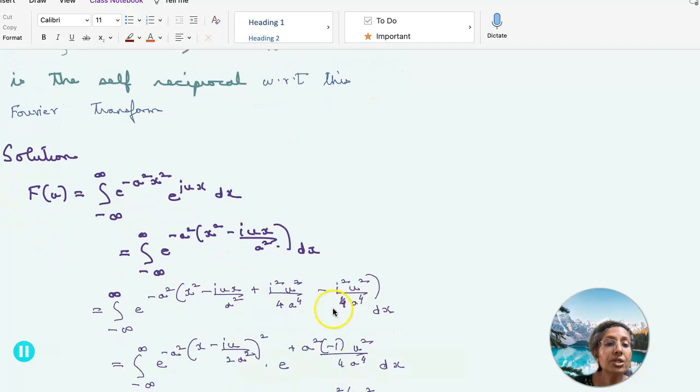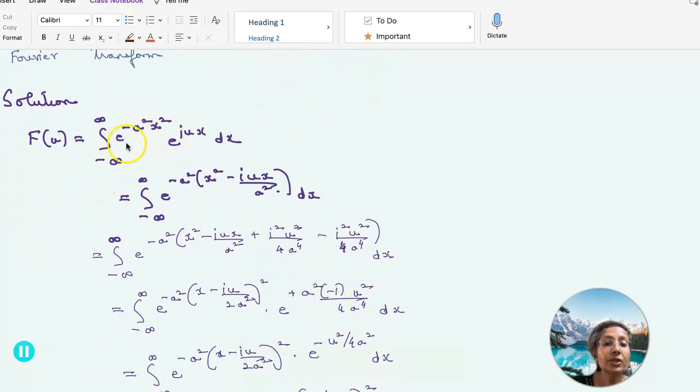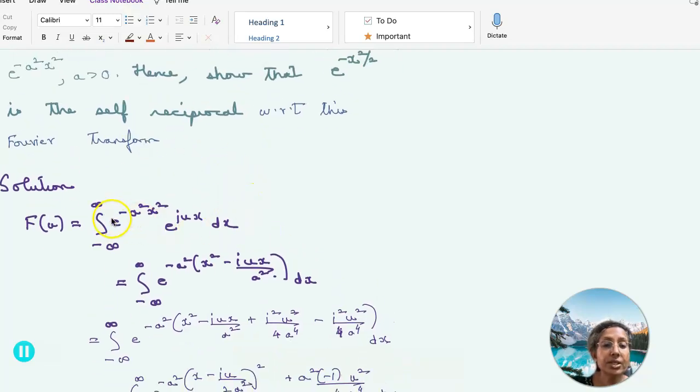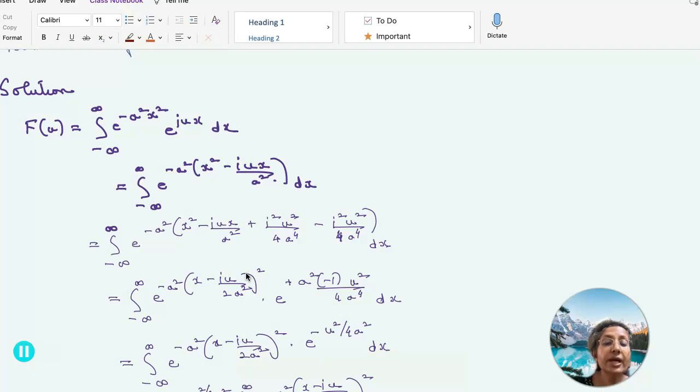So the complex Fourier transform is the integral from minus infinity to infinity of e raised to minus a squared x squared times e raised to iux dx. So that is e raised to minus a squared, you take out, x squared minus iux by a squared dx. Now I'm going to complete the square. How do you complete the square? Take the coefficient of x, that is minus iu by a squared, divide by 2, that is minus iu by 2a squared, and square it. So it will be i squared u squared by 4a raised to 4, and I'm adding and subtracting that.